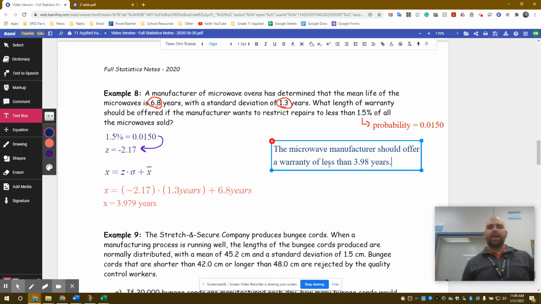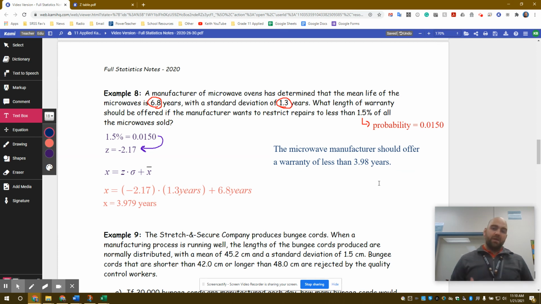If they're going to try to make that nice, they'll probably say 3 years, which is way less, or they would probably say 4 years, which would give them a little bit more than 1.5%, but this is the value they have to look at. 1.5% of their microwaves are going to die within 3.98 years. If they're willing to fix that percentage, they should be willing to offer that warranty. And that gives us an idea as to how we can take a probability and associate it with a data point.